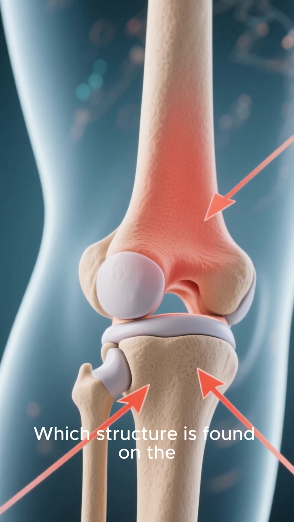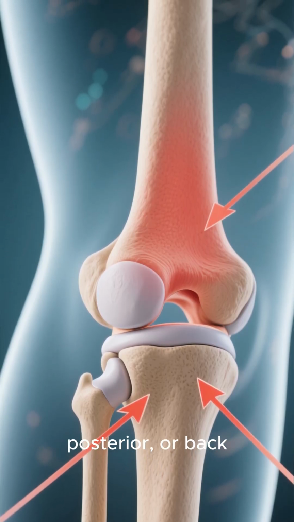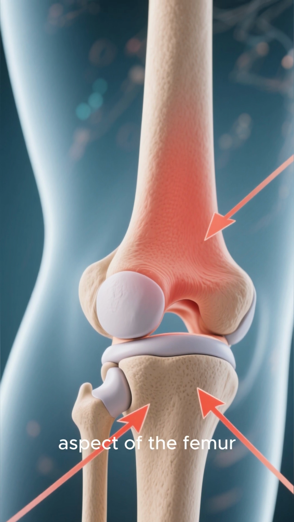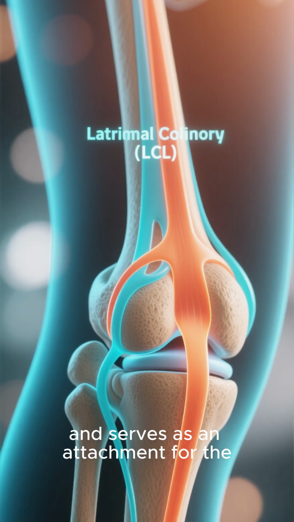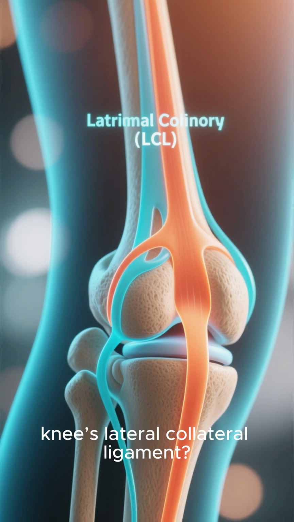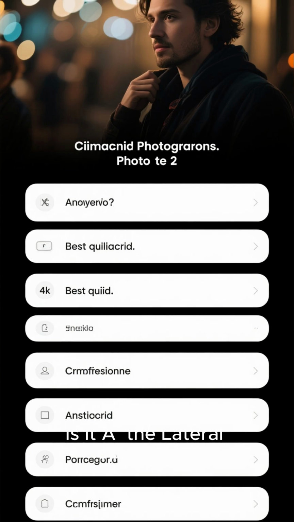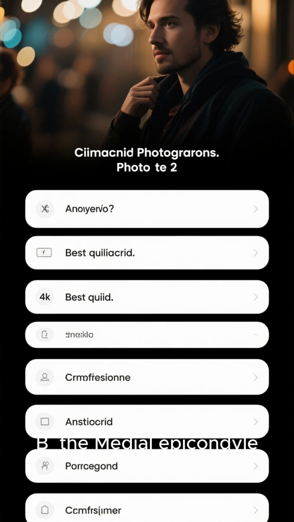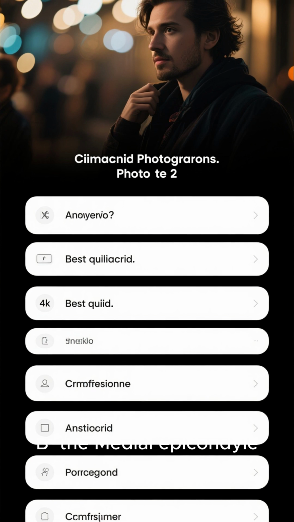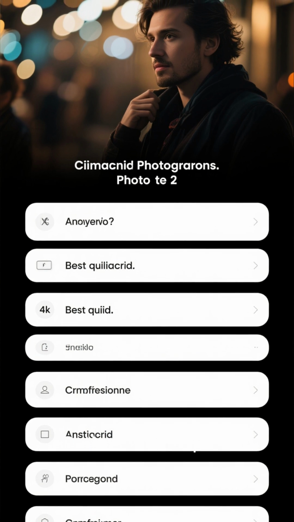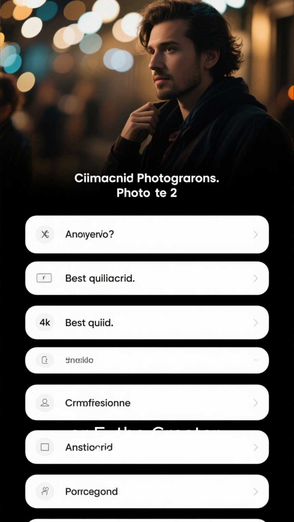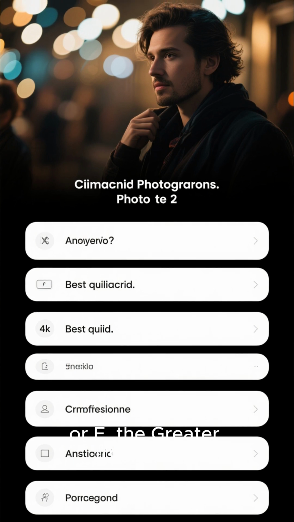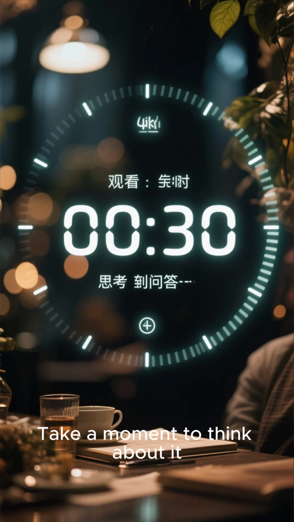Which structure is found on the posterior or back aspect of the femur and serves as an attachment for the knee's lateral collateral ligament? Is it A, the lateral epicondyle, B, the medial epicondyle, C, the linea aspera, D, the adductor tubercle, or E, the greater trochanter? Take a moment to think about it.